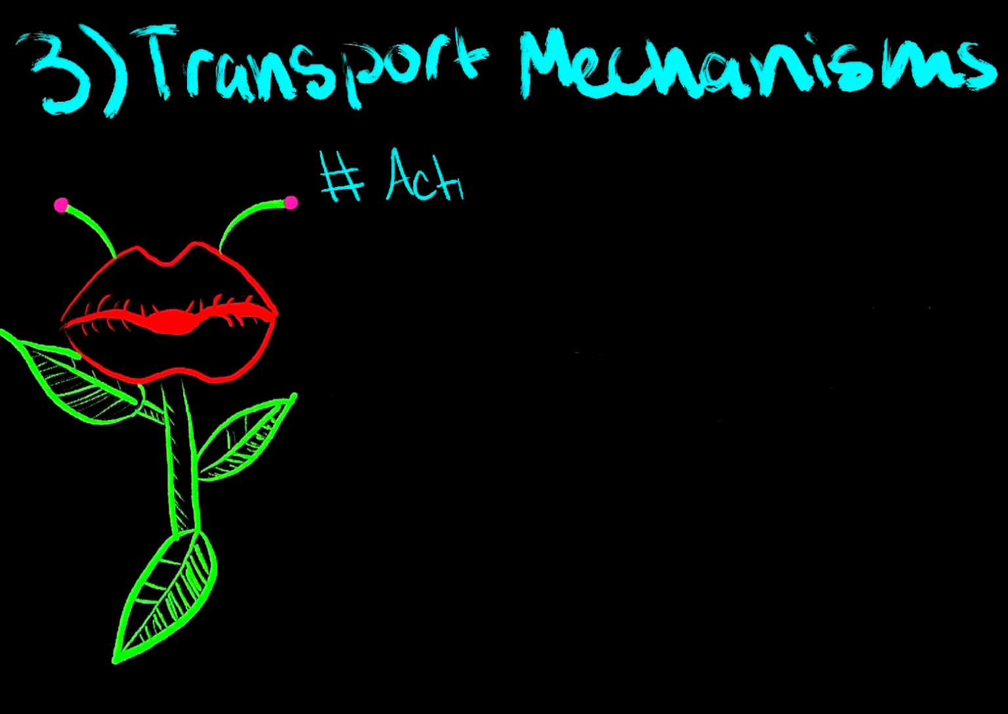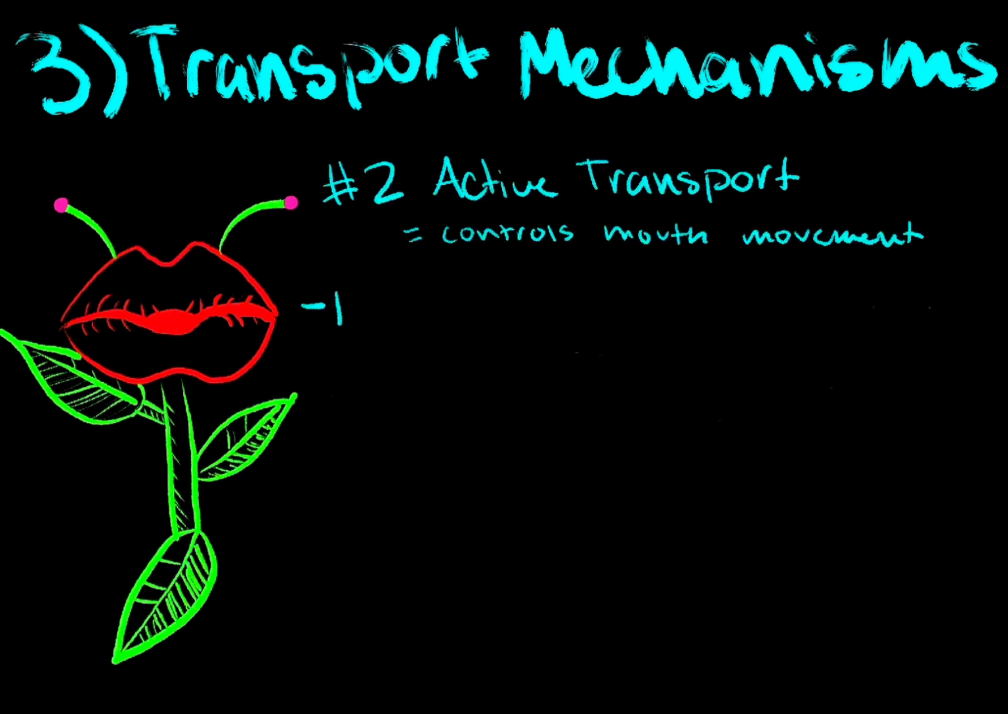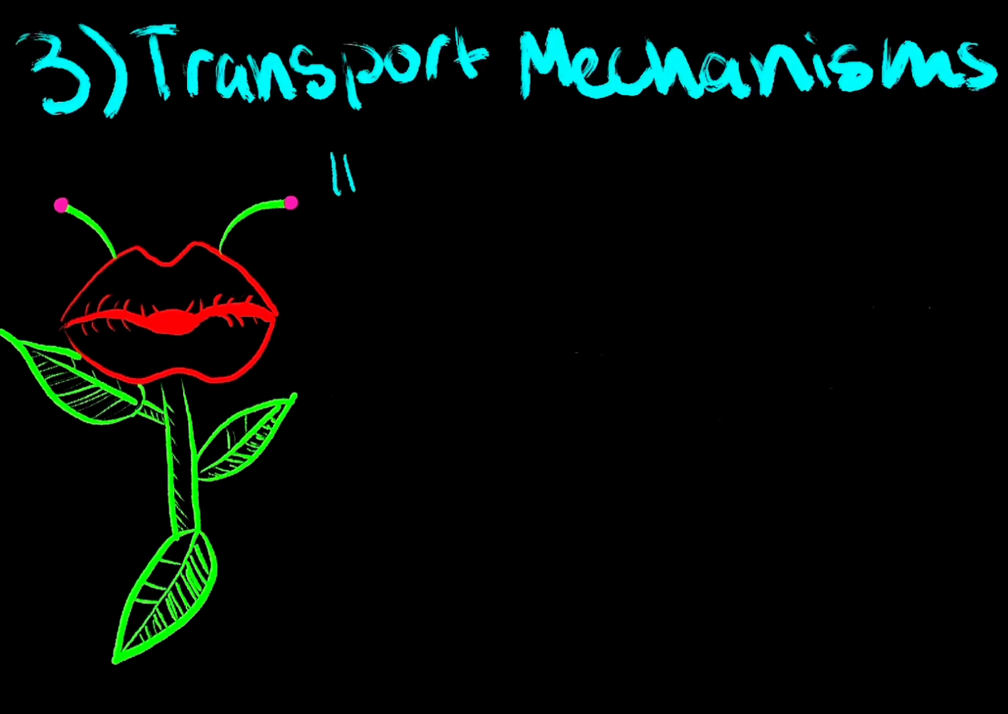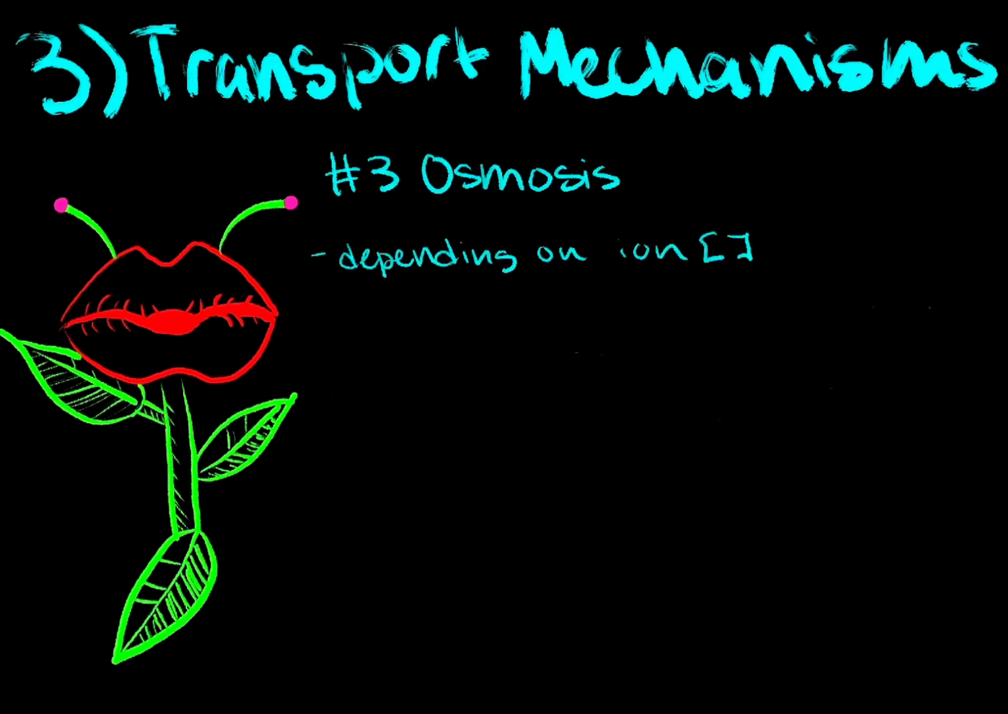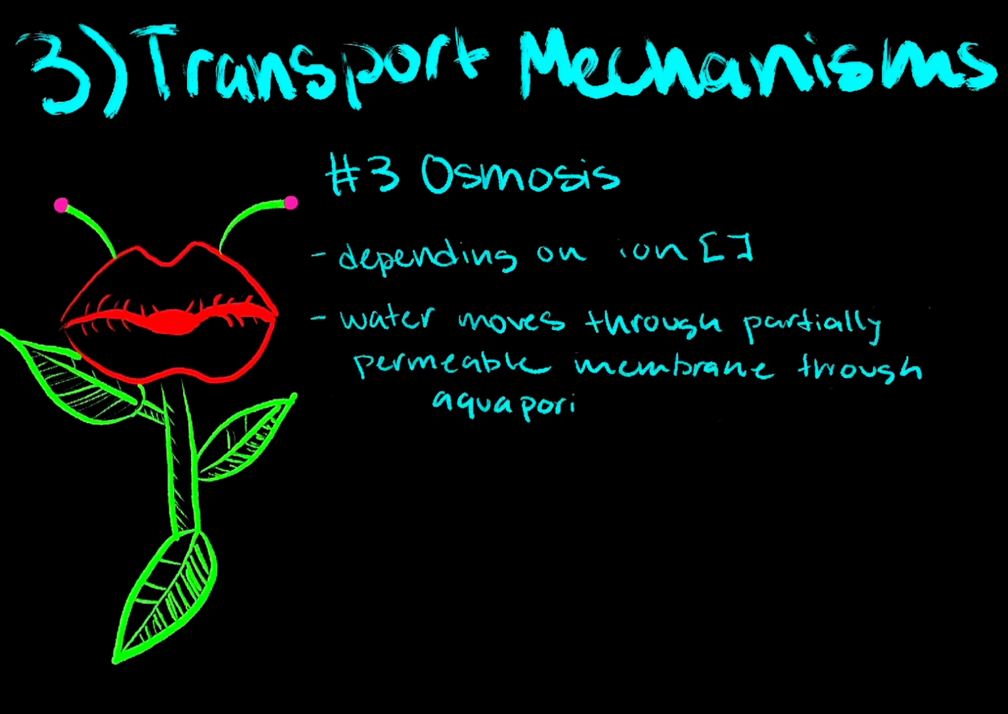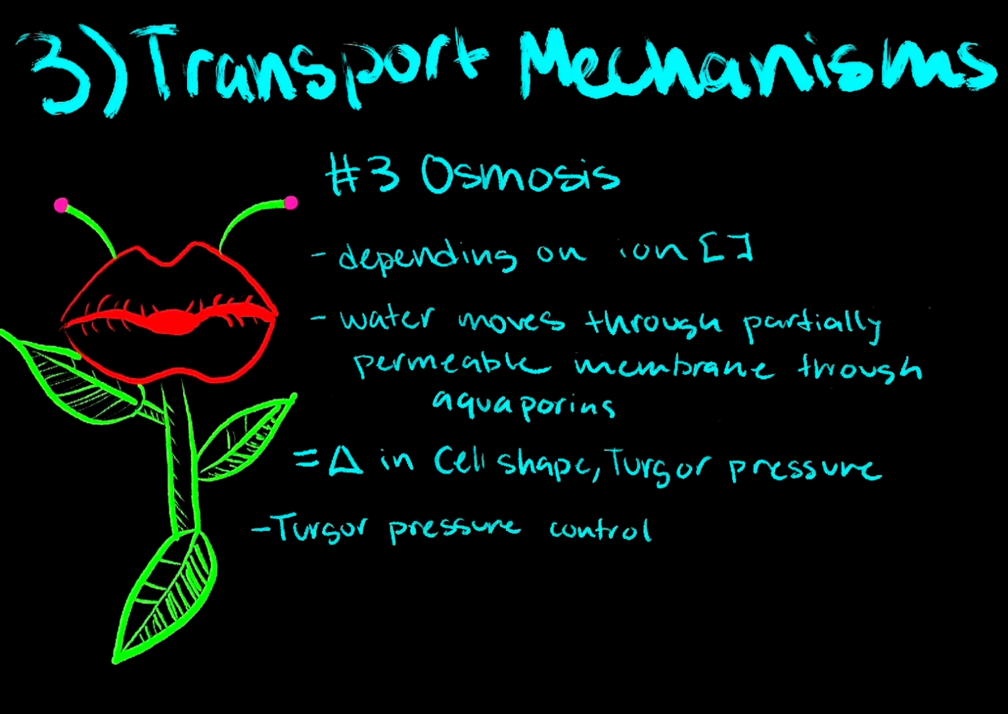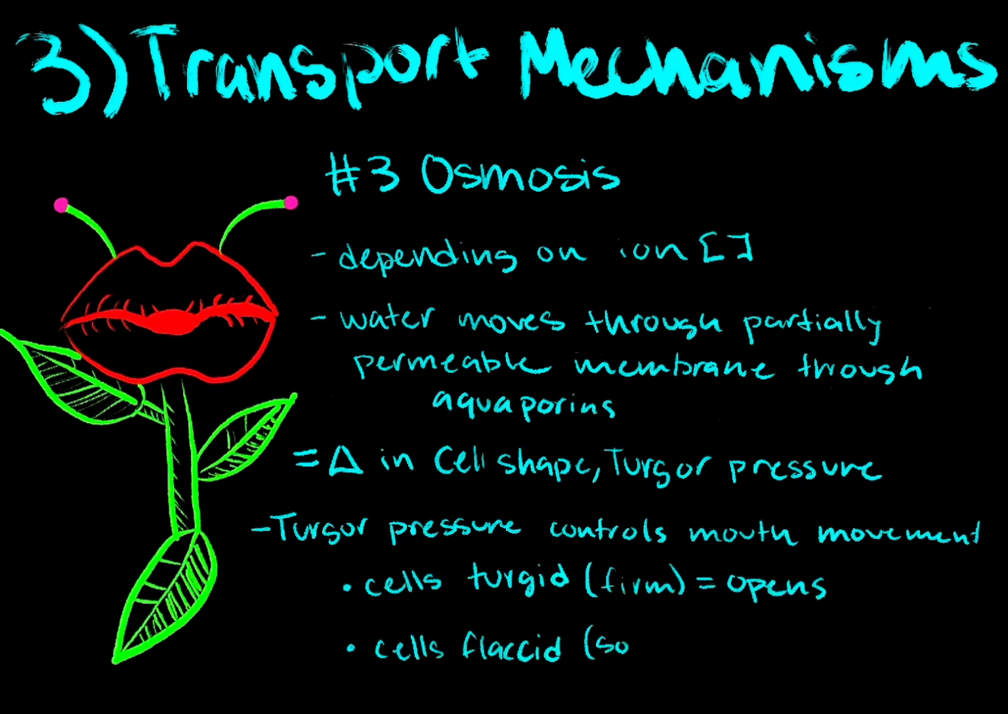Number 2 would be active transport, which controls the stoma movement. As K plus is pumped into and out of the stoma cells, it causes osmosis. And for 3, osmosis, depending on the ion concentration, water moves through the partially permeable membrane through aquaporins, and changes the cell shape. If the cells are turgid and full, they will open the stoma as they're firm, and when the cells are flaccid, it will close the stoma.